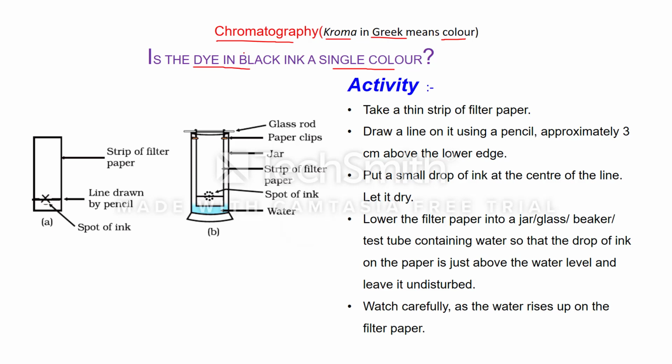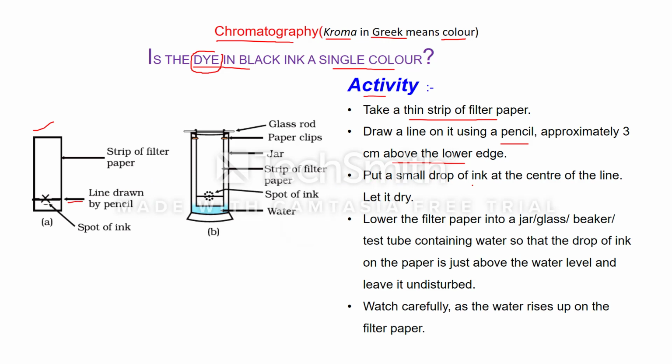Whatever the dye, this dye is not a single substance. The dye is a mixture of substances. Then how can we separate these substances present in the dye in black ink? Now again see one activity. Take a thin strip of filter paper. This one is a thin strip of filter paper. Draw a line on it using a pencil approximately 3 centimeters above the lower edge. This is the line. Okay.